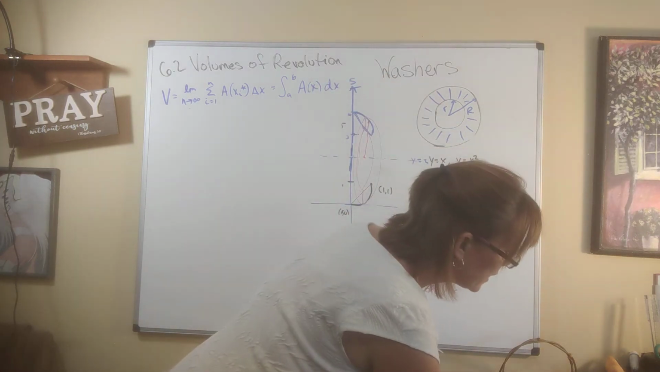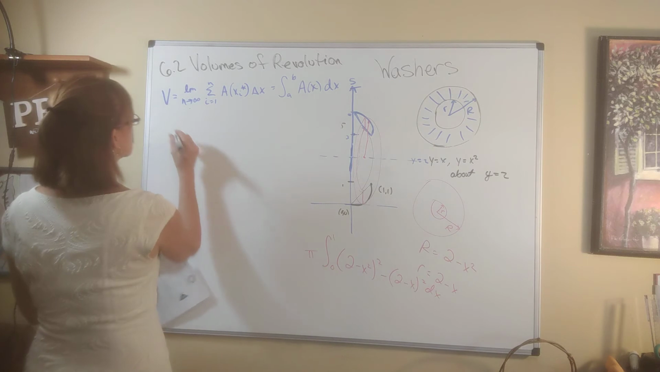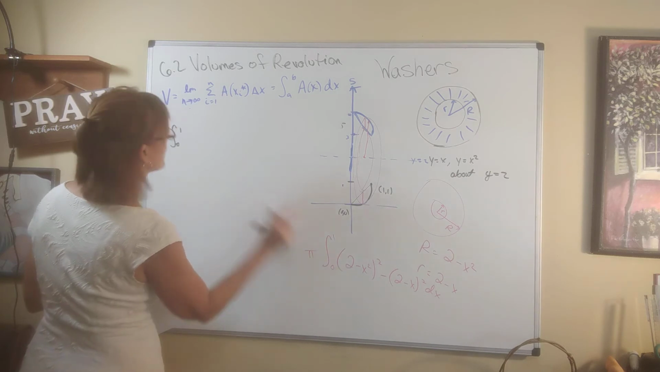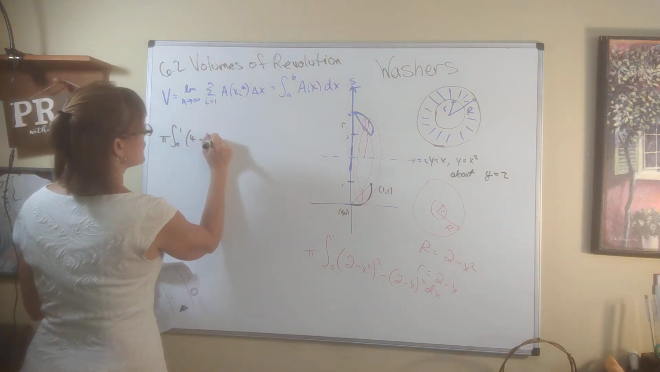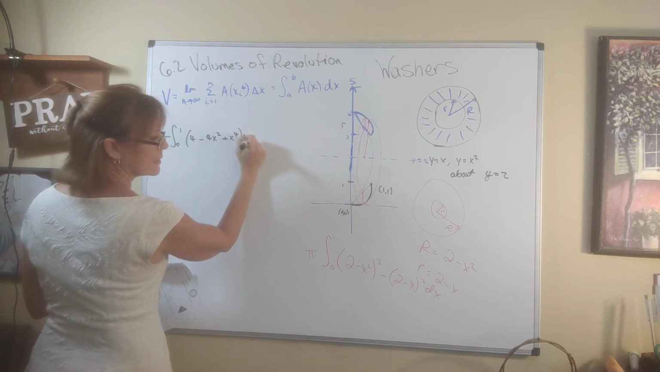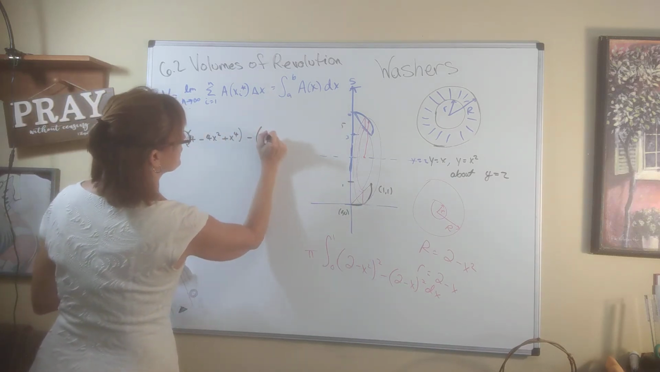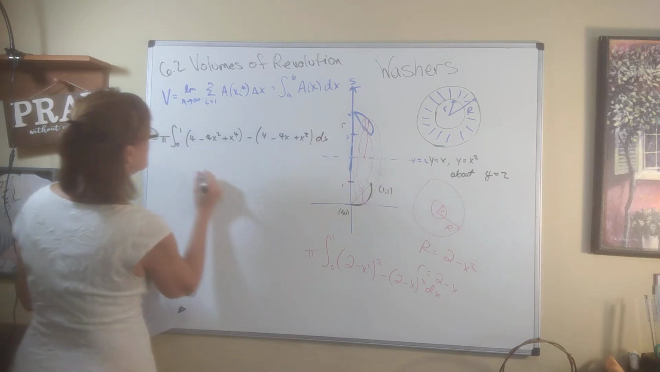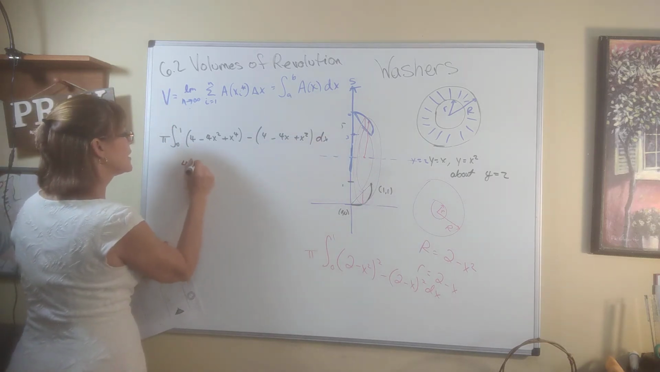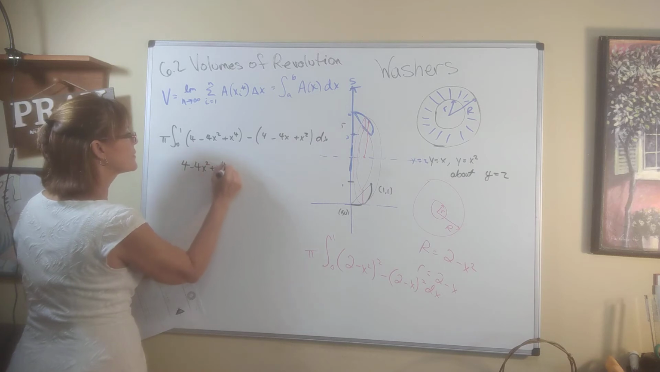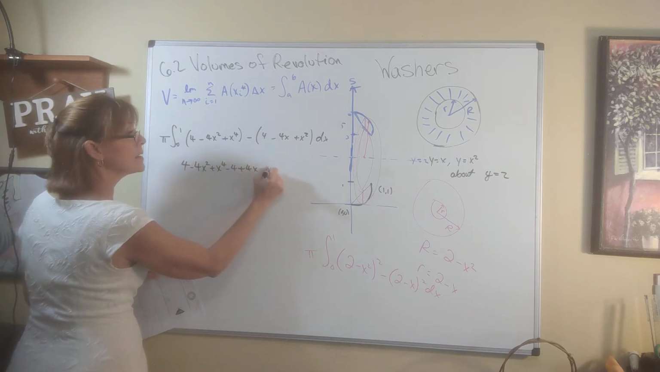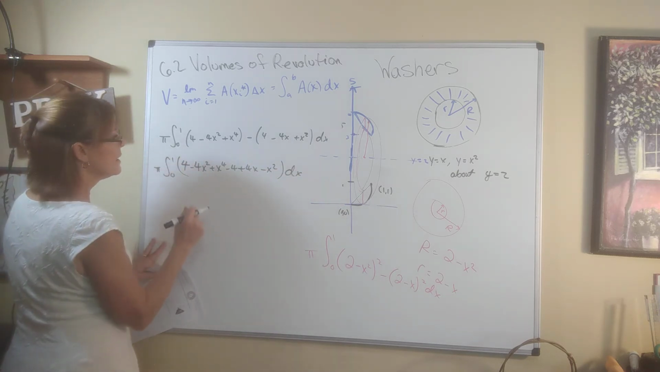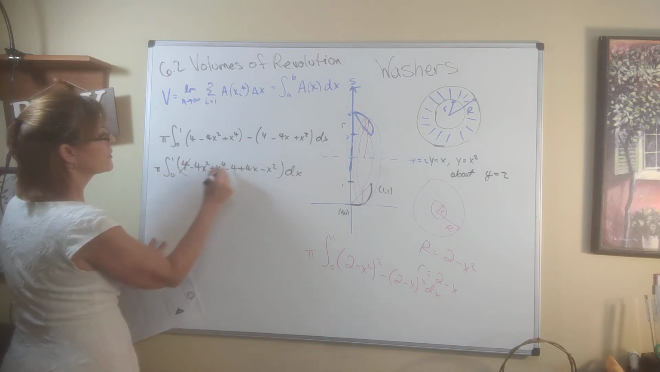Okay, so right here, let's finish this integration. This is pi from 0 to 1. Let's do this multiplication. If I square this, it's going to be 4 minus 4x squared plus x to the 4th, minus (4 minus 4x plus x squared) dx. I'm going to distribute the negative, so it's going to be 4 minus 4x squared plus x to the 4th, minus 4 plus 4x minus x squared, dx, pi, 0 to 1. All right. 4 minus 4 is 0.